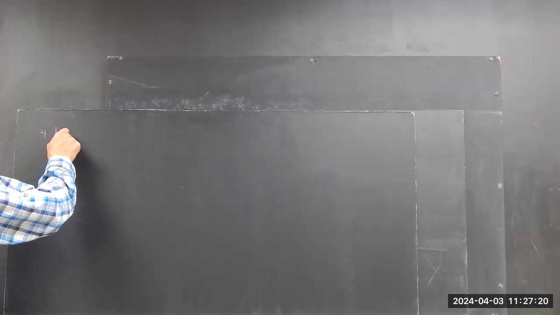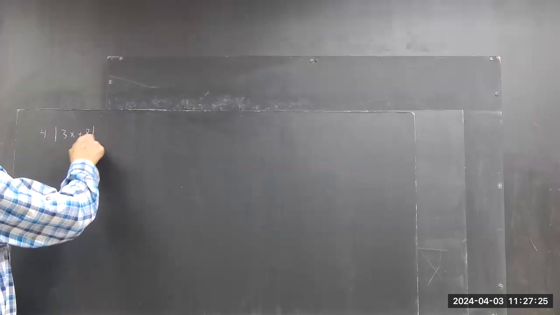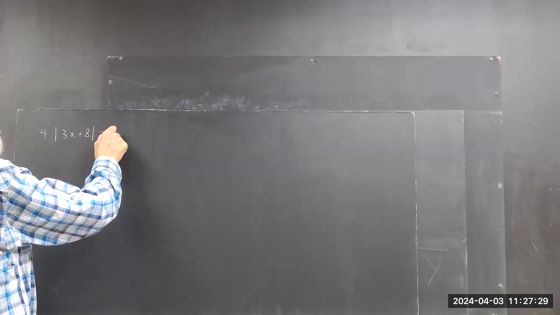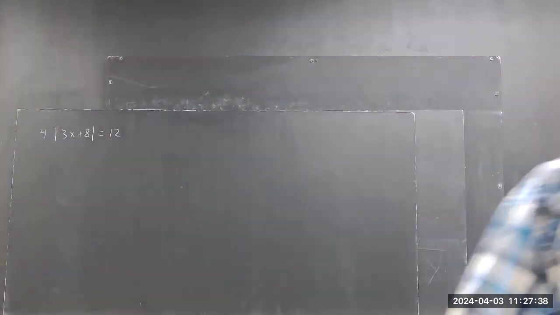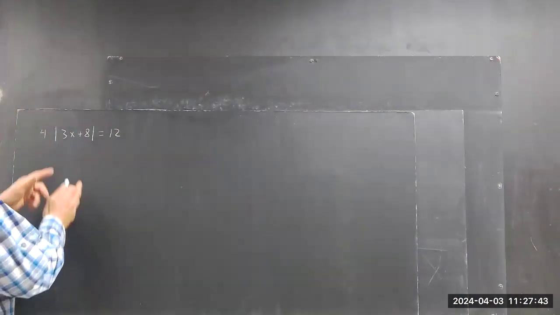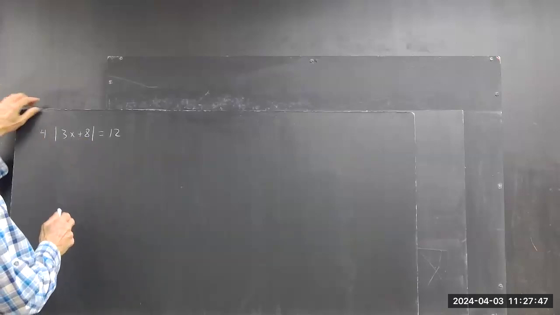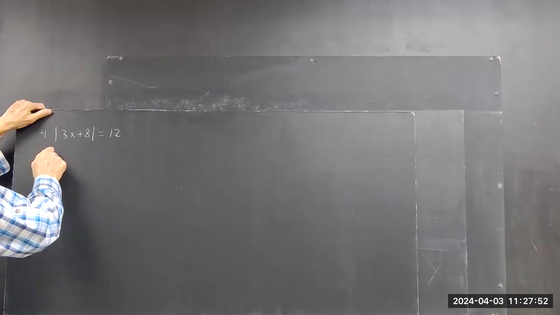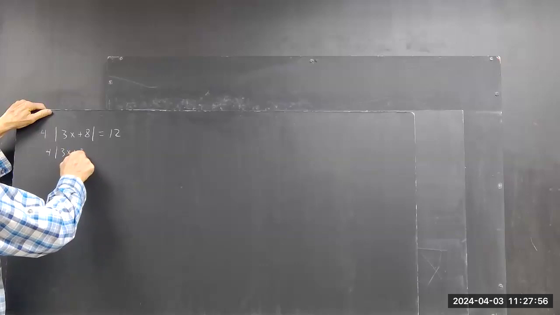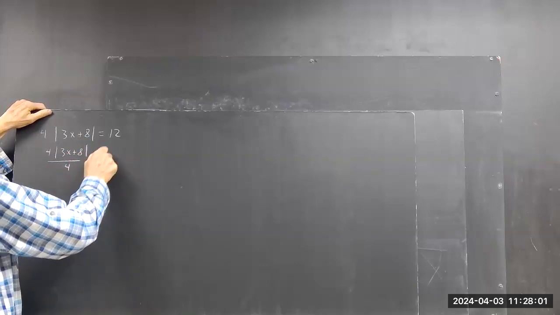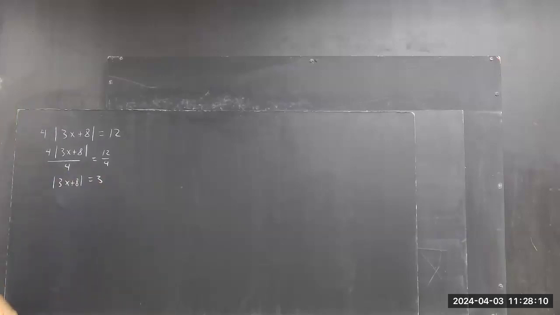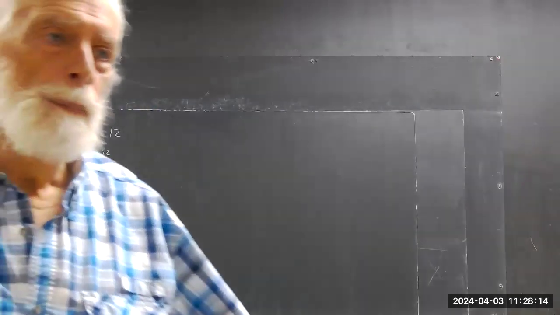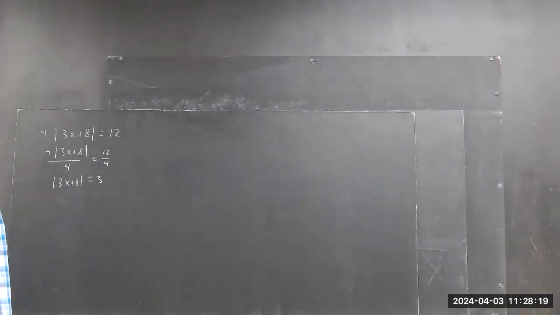Okay, so if we have an equation like 4 times the absolute value of 3x plus 8 equals 12, what do we do? Well, the first thing we do is get rid of anything that's not the absolute value on this side. So we divide both sides by 4. So now we have the absolute value of 3x plus 8 equals 3.